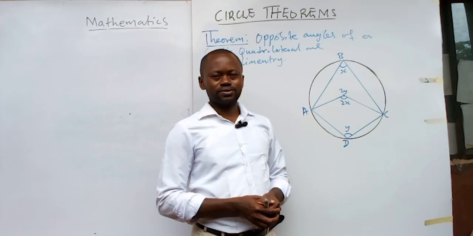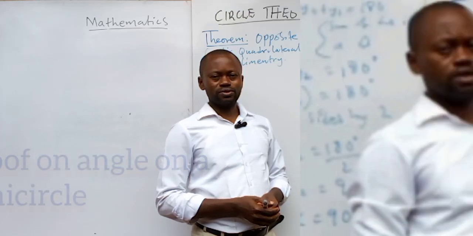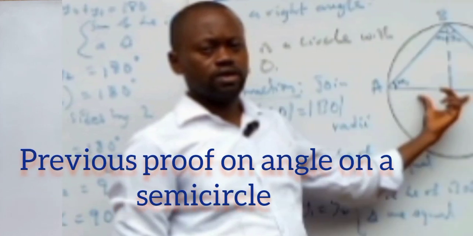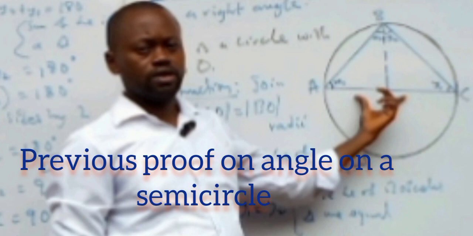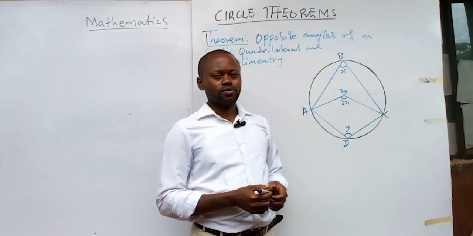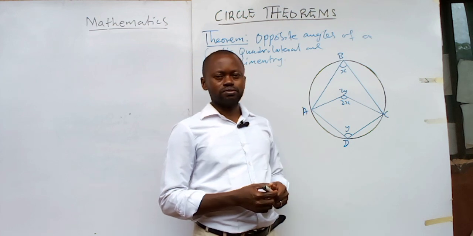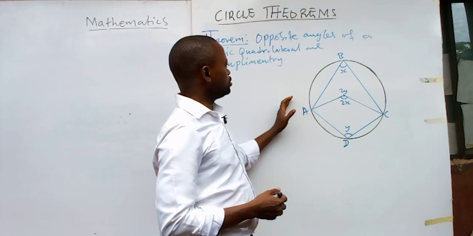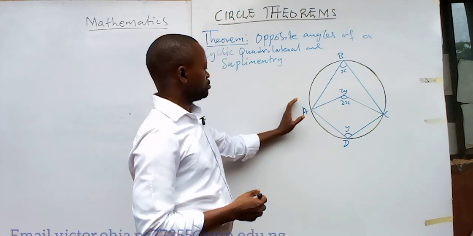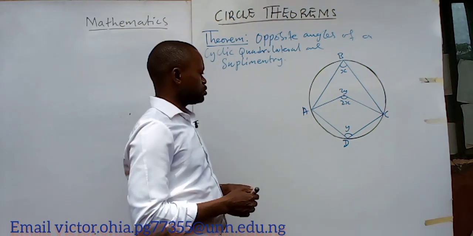We are still looking at circle theorems, and the level where we are now is we want to show that opposite angles of a cyclic quadrilateral are supplementary. The opposite angles of a cyclic quadrilateral are supplementary. Now we want to use a diagram to bring that into illustration. So if you look at this diagram, there is some information that can help us here.